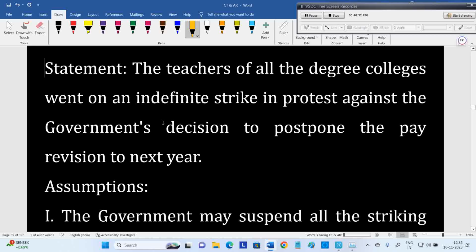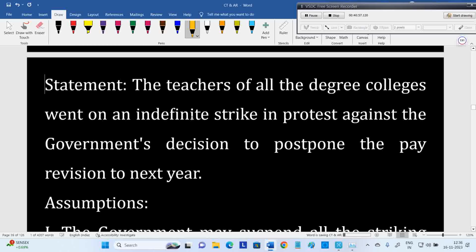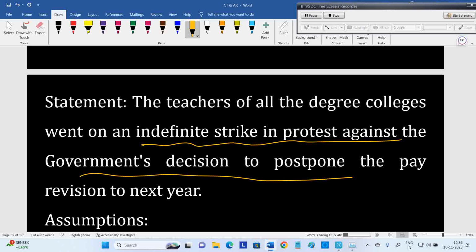Okay. Now see here, this is related to teachers. First, read the question. Statement is, the teachers of all the degree colleges went on an indefinite strike in protest against the government decision to postpone the pay revision to next year.